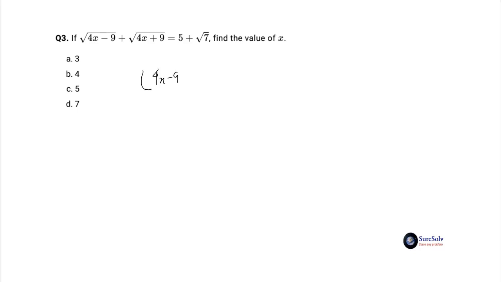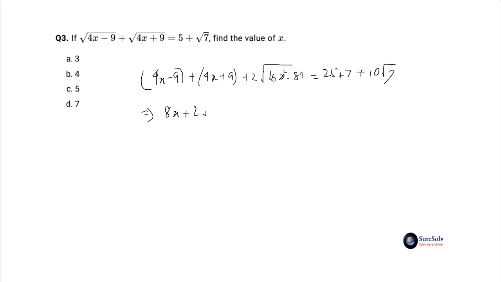So raising the given equation to the power of 2, you get 4x minus 9 plus 4x plus 9 plus 2 square root 16x square minus 81 equal to 25 plus 7 plus 10 root 7. Or 8x plus 2 square root 16x square minus 81 equal to 32 plus 10 root 7. Equating the non-square root terms of LHS and RHS, you get 8x equal to 32 or x equal to 4.